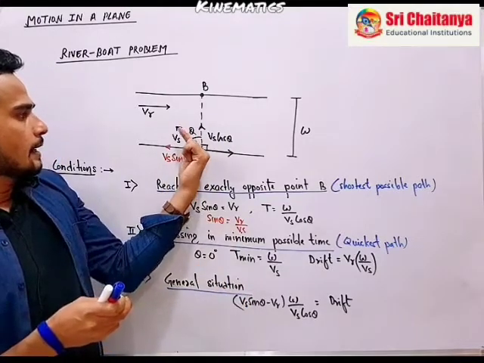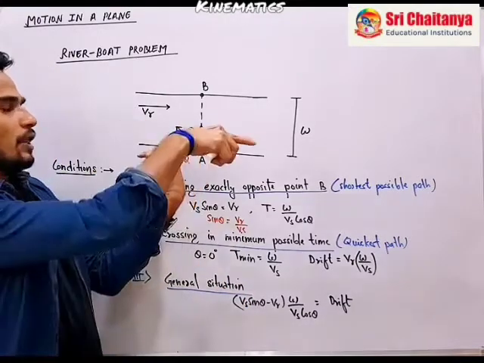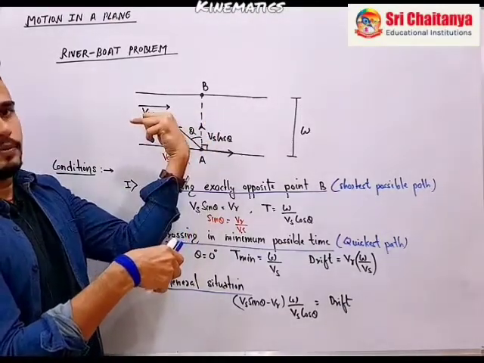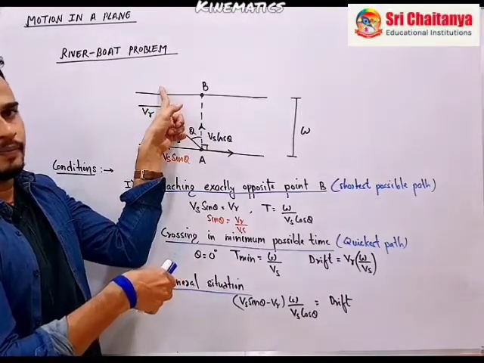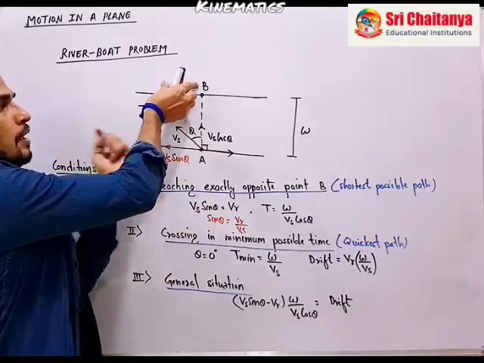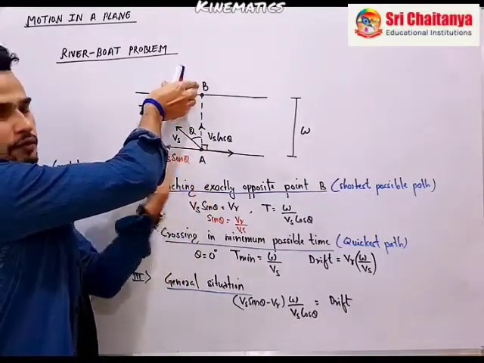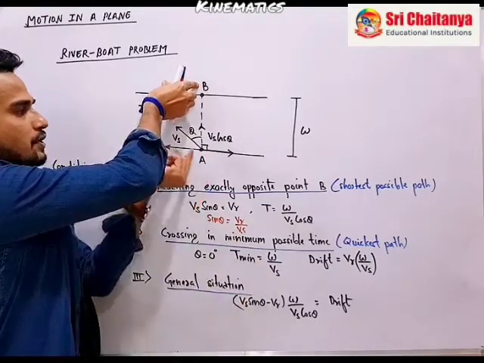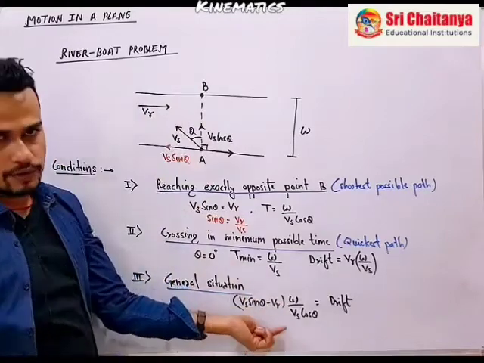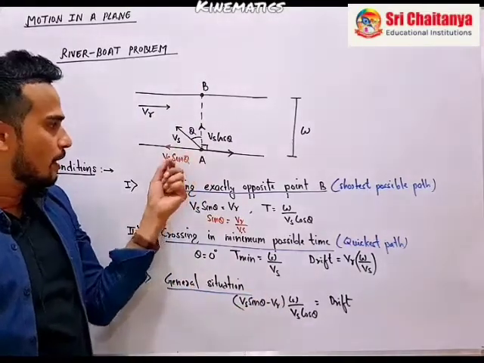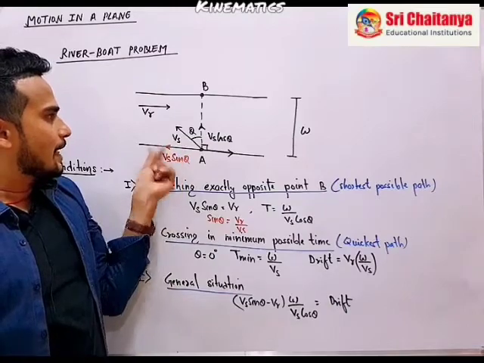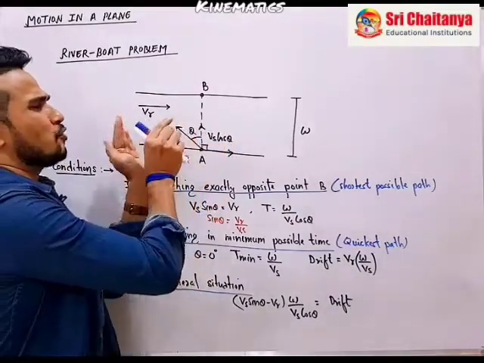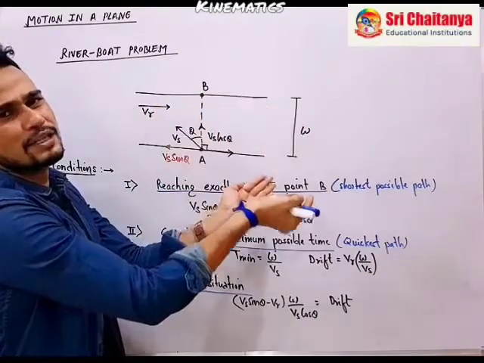If I say Vs sin theta is more than Vr, you get the net velocity of the swimmer in this direction, so the swimmer will reach somewhere here. If someone asks you to find this distance, you can find the net velocity in this direction, Vs sin theta minus Vr, into time. That will be your distance, and time will be W upon Vs cos theta. Similarly, if I say Vs sin theta is less than Vr, that means Vr is more, so your swimmer will get net velocity in this direction. How much remaining?